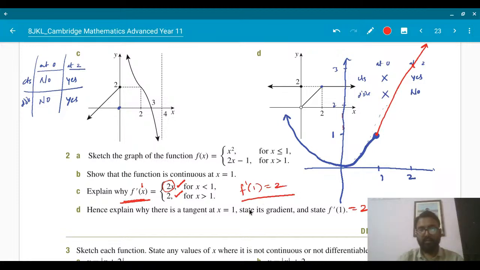So f dash 1 is equals to 2. See, you have to think. We can go to Desmos. I think this graphing is very clear to you, how I plot question 2a. Is it clear?